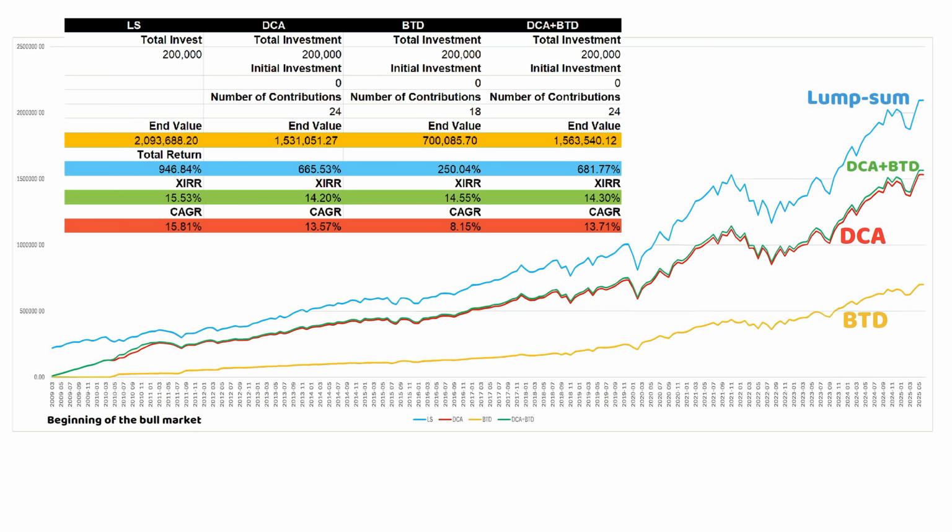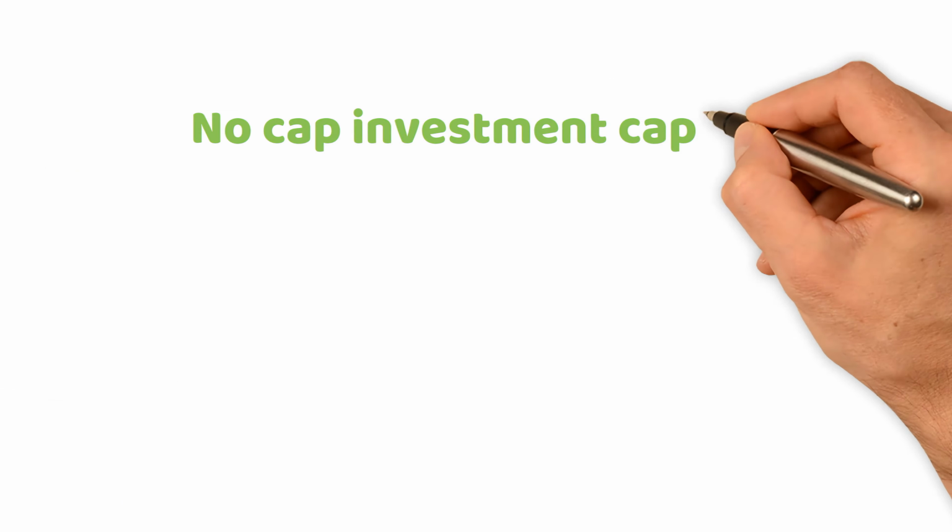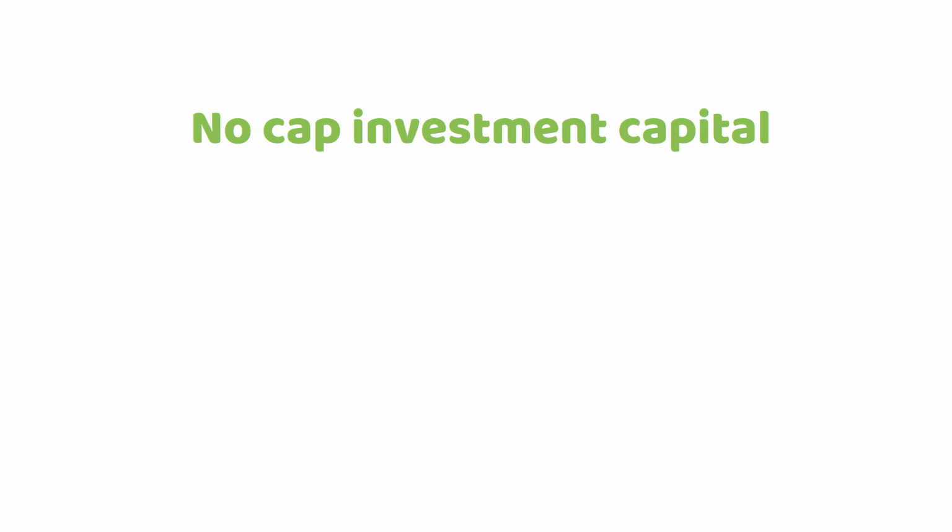LS ends up with nearly 3 times the value of BTD. That's because in a bull market, there are fewer opportunities to buy the dip. Over the 16-year backtest period, the BTD strategy only triggered 18 contributions, with long gaps between each one. That significantly weakens the power of compounding. So in a bull run, your best move is to stay put and not mess around with your portfolio too much.